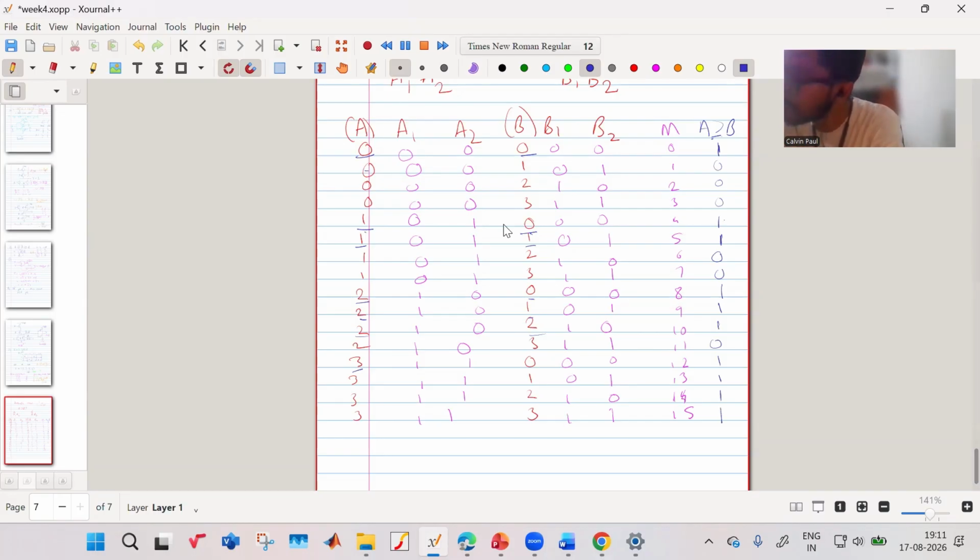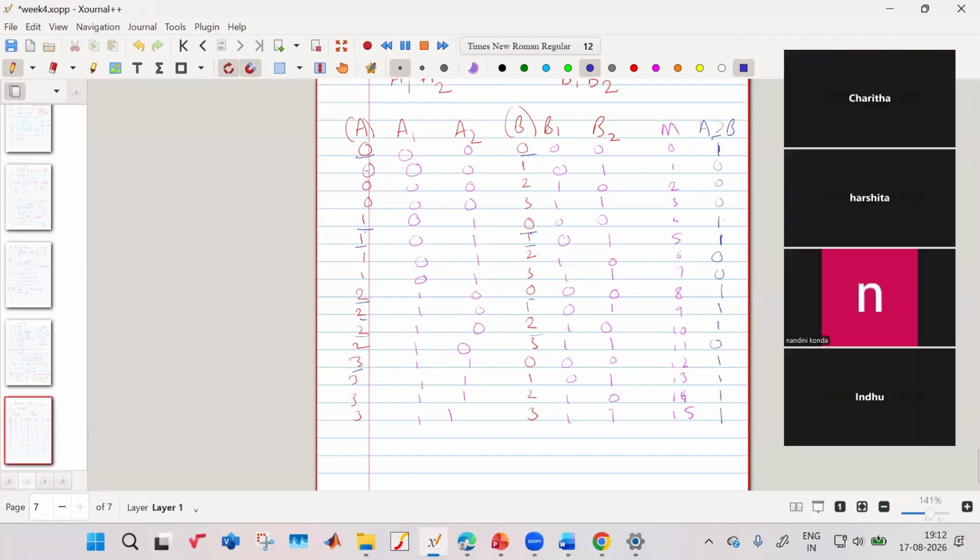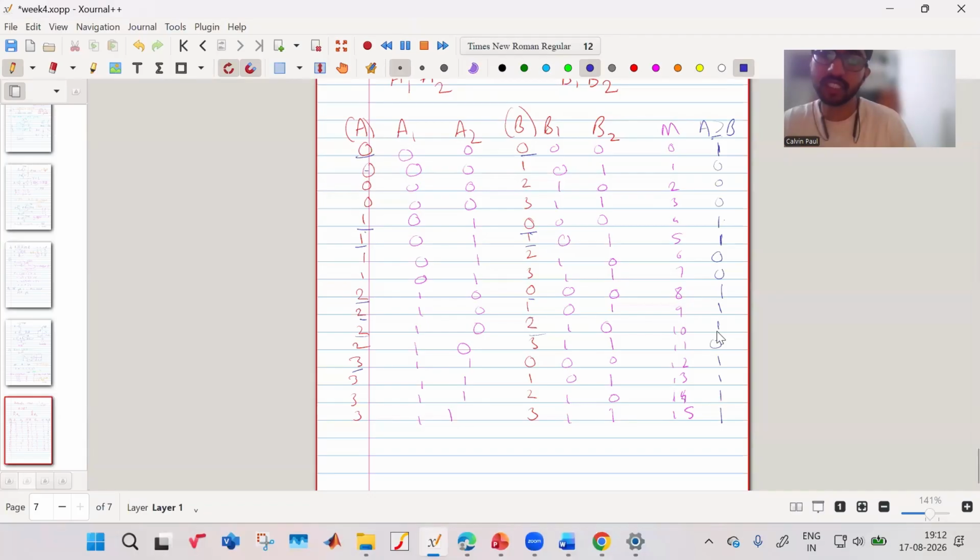Okay, any queries in this? How did we get this? Any doubts, any queries? So basically, we try to get the truth table of A greater than or equal to B. You only asked about A greater than B. No, I changed it to A greater than or equal to B to make it more interesting.